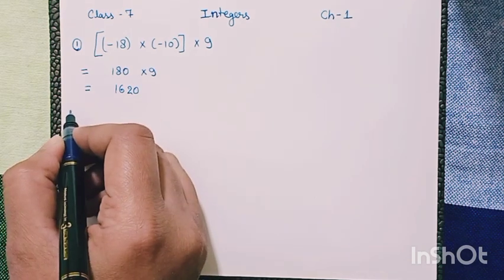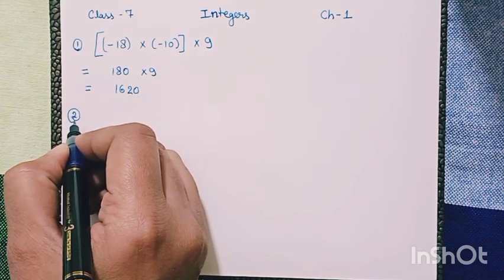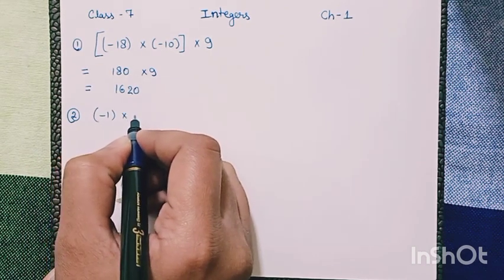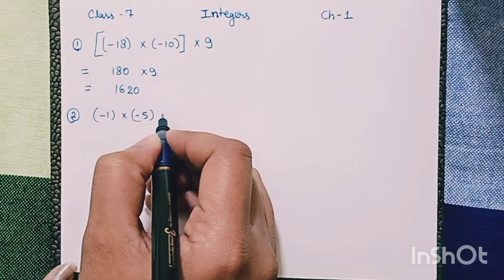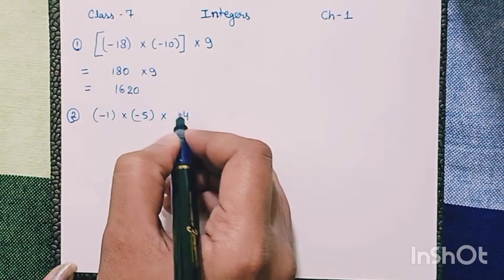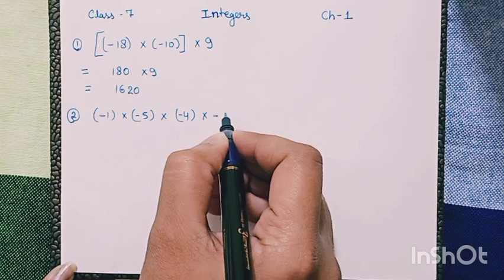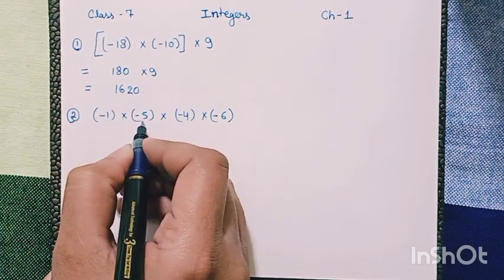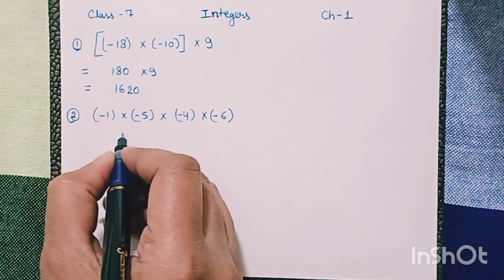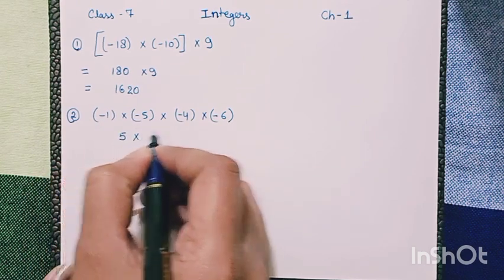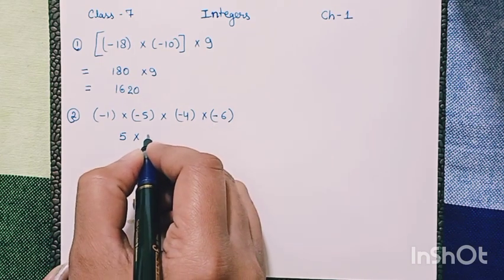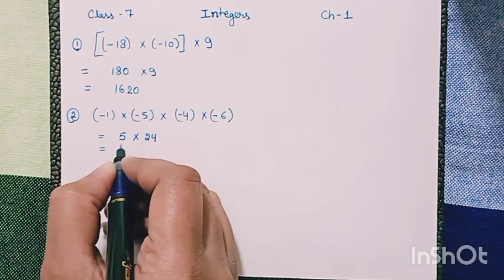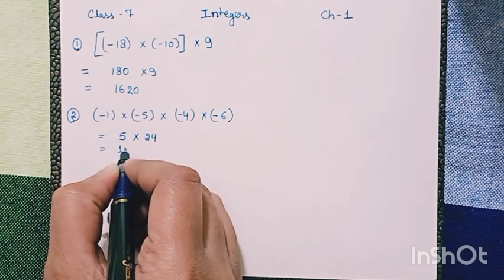So coming to the next, which is the second question. It is minus 1 multiplied by minus 5, further multiplied by minus 4, and then minus 6. So we have to solve it. We will first do these two multiplications, minus 1 and minus 5, we have 5. And then these two numbers when multiplied together, we have 24 with a positive sign. So on solving further these two, we have the number 120.